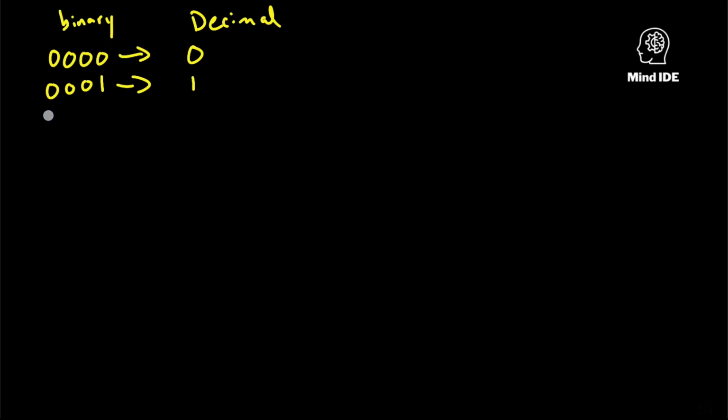So basically, the most basic here is 0000 is going to be 0. So this is binary and decimal. 0001 is going to be 1. 0010 is going to be 2. 0011 is going to be 3.